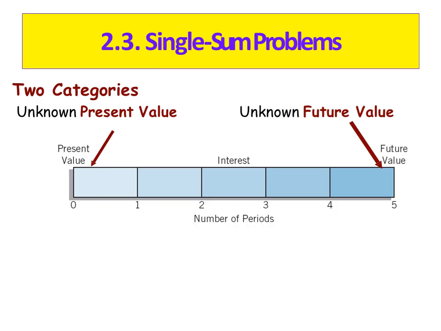Let us go again. Single sum problem. There are two categories. Unknown present value, where the present value is unknown, and unknown future value, where the future value is unknown. How can we get it? Let us go again.